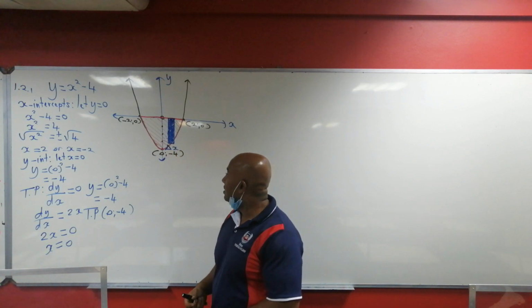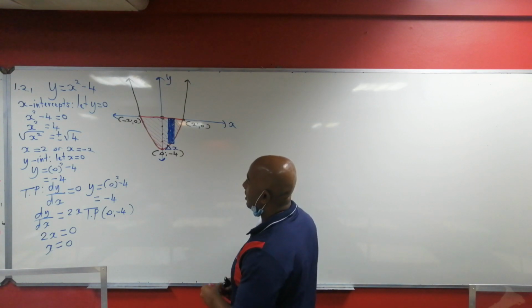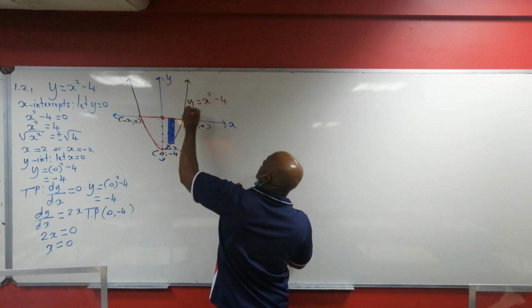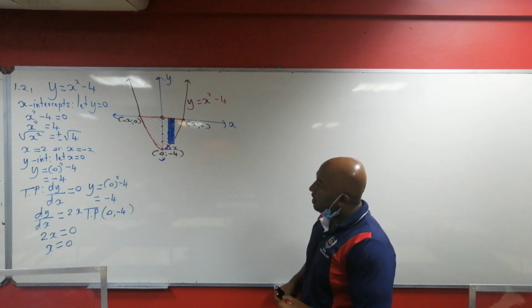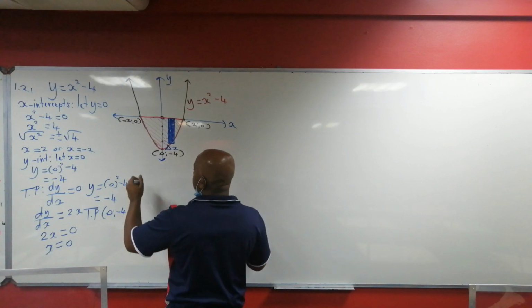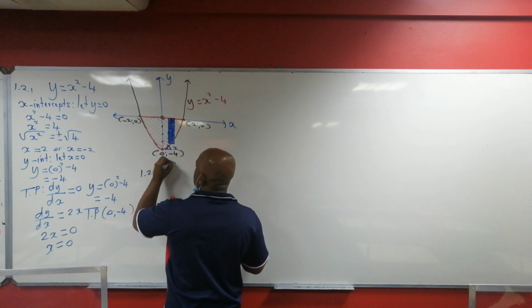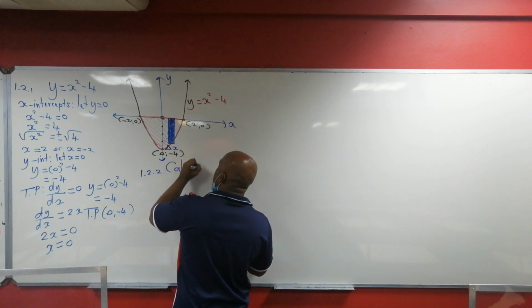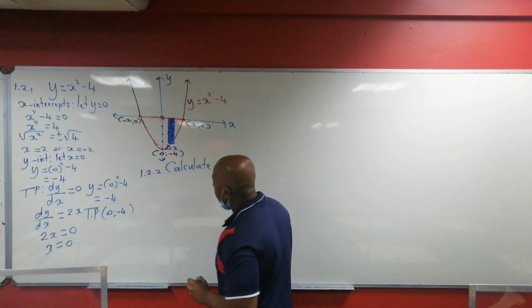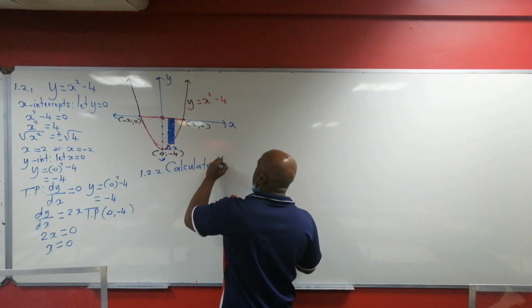Now, let's label our graph. We forgot to label the graph. y is equal to x squared minus 4, and that is 1.2.1 for 3 marks. 1.2.2 is calculate the above area. Calculate the area.